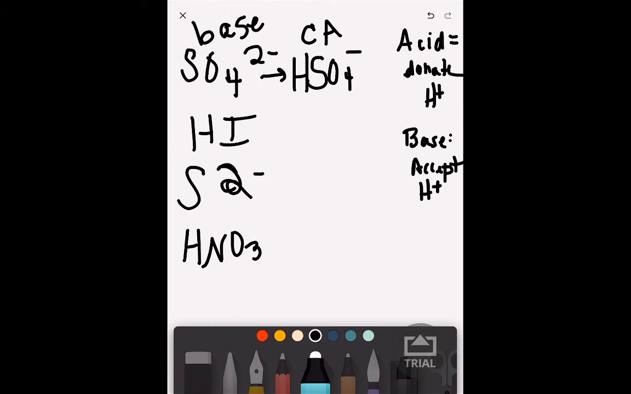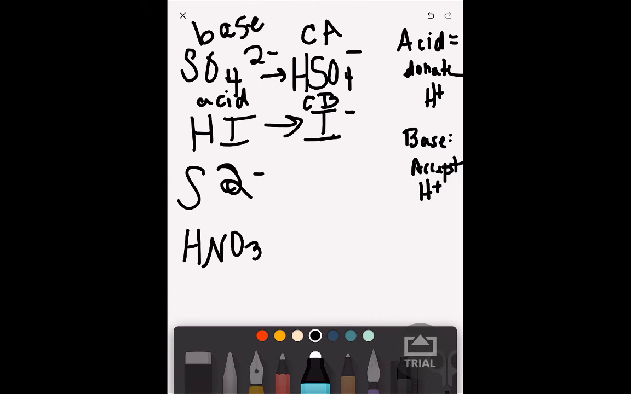Let's look at the next one, HI. HI does have a hydrogen ion to donate, so we know that it's probably an acid. It's going to donate, and when it donates a hydrogen ion, what's left is I. Since it got rid of a positive, it's going to be more negative. So this is the conjugate base. I'm just writing CB for conjugate base and CA for conjugate acid.